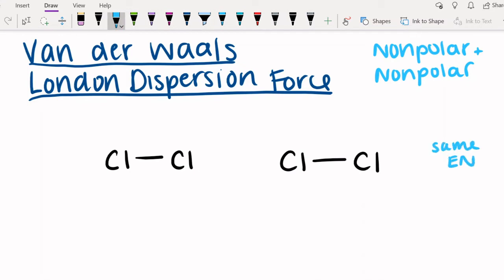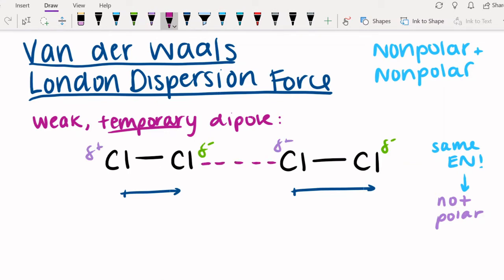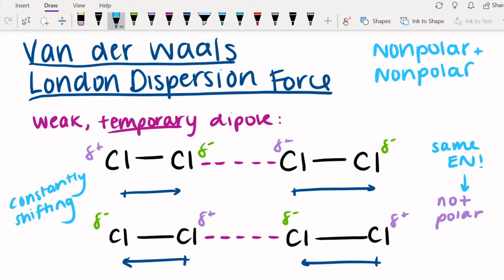Cl2 is nonpolar because each chlorine has the same electronegativity, so they will share electrons evenly. However, the electrons are constantly moving around in the molecule. So, maybe at one moment, more of the electrons happen to be near one of the chlorines, creating a temporary dipole. At this moment, because of the dipole, the molecules may be attracted to each other. Electrons are constantly moving, so the next moment, the dipole may change. This is a weak temporary dipole, unlike the permanent dipole in a polar molecule. Because London dispersion force involves temporary dipoles, it is the weakest intermolecular force.